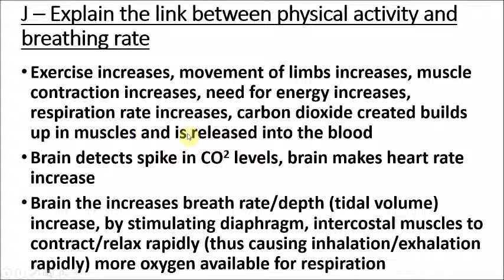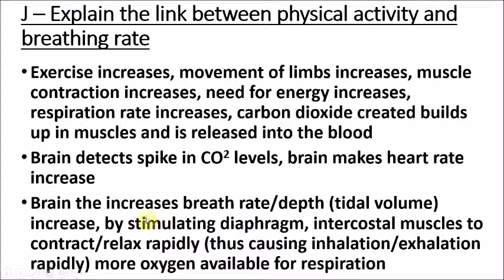This builds up in the muscles, and due to the high concentration in the muscles, it diffuses easily into the blood vessels. What happens is the brain then detects the spike of CO2 in the blood, and it makes your heart rate increase to start pumping more of that blood to the lungs. It will then also increase the breath rate and depth, which is called tidal volume, but we'll discuss that later in lesson. So the brain increases heart rate, then increases breath rate, the amount of breaths, and the depth of your breath.